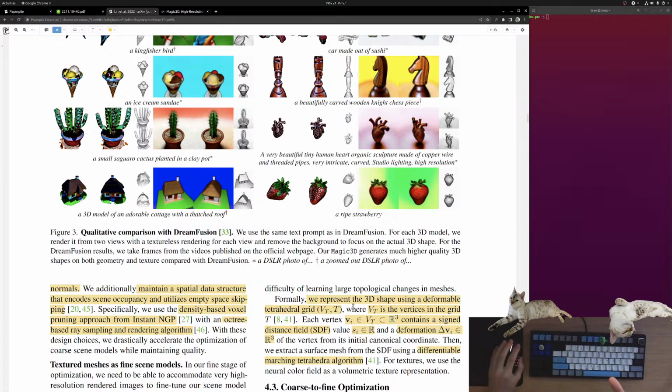kind of base object, right, which is probably just a sphere, right? So they say this is what they're starting with. They're starting with a deformable tetrahedral grid of vertices, right? So you can think of like a sphere with a bunch of little vertices, right? Each vertex is basically in R3, which means it's just XYZ. It's just a position in XYZ, right? And then there's a signed distance field value also associated with that, which just means how far away from the original point it is, right? And signed means that you can be plus, which is further out, or negative, which is inside, right?